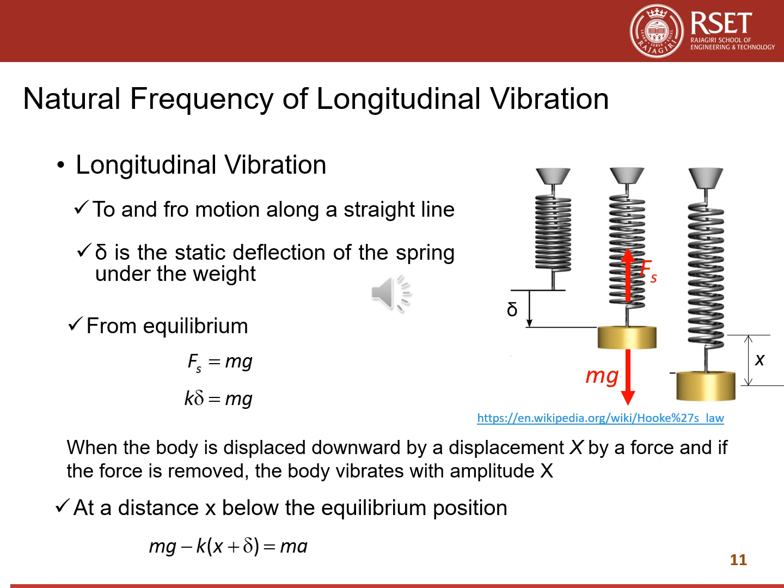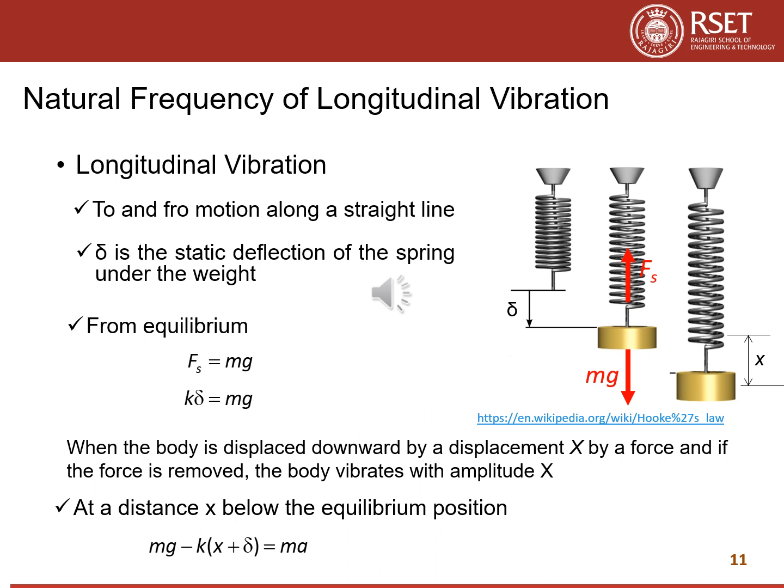Fs is the spring force, which is given as spring stiffness multiplied by displacement. Spring stiffness is K and displacement is delta. So we can write K delta is equal to mg. Now this will be the equilibrium position of the spring. From this equilibrium position, suppose we displace the mass by a distance capital X towards the bottom and then release it. Then what happens?